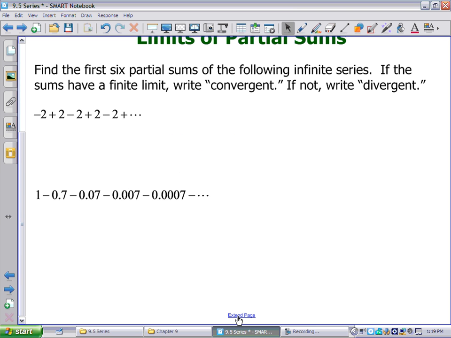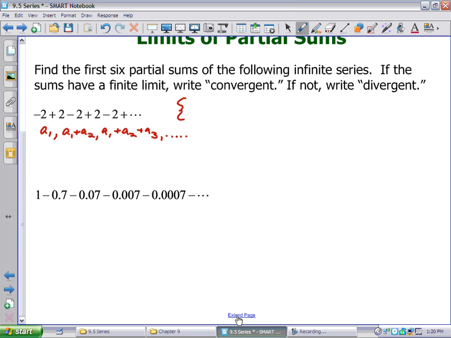All right, so when they want us to find the first 6 partial sums, the first partial sum would be just taking your a sub 1. The next one would be your a sub 1 plus your a sub 2. Then the next sum would be a sub 1 plus a sub 2 plus a sub 3, and so on and so forth. I think you can see where we're headed from there. So finding our partial sums.